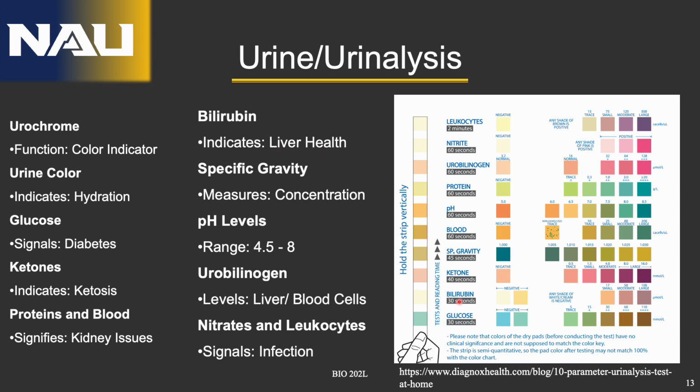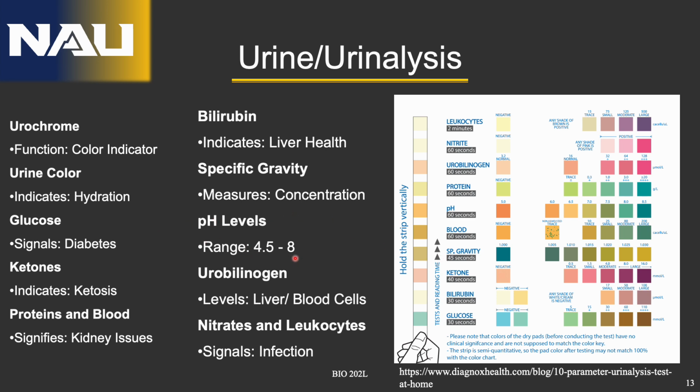Specific gravity measures urine concentration, with normal values between 1.005 and 1.03, and deviations from that can suggest dehydration or kidney dysfunctions. So a high specific gravity typically indicates you're dehydrated. And that's just because there's more stuff in the urine that causes a higher specific gravity.